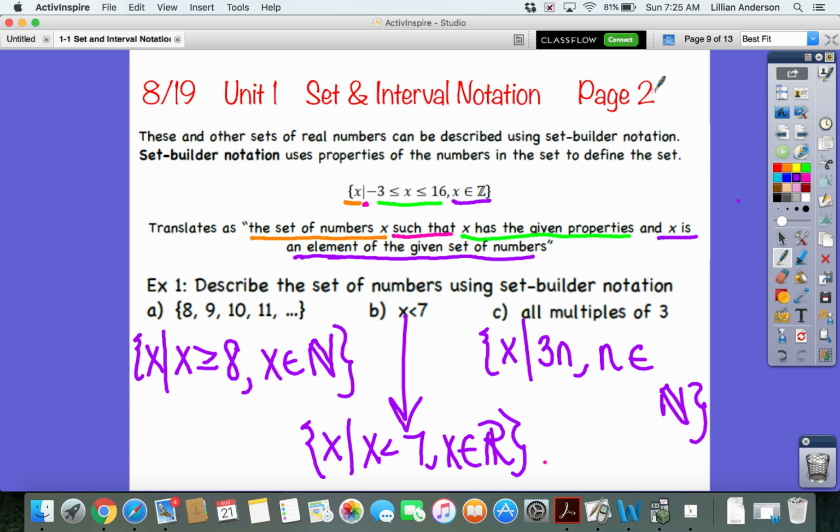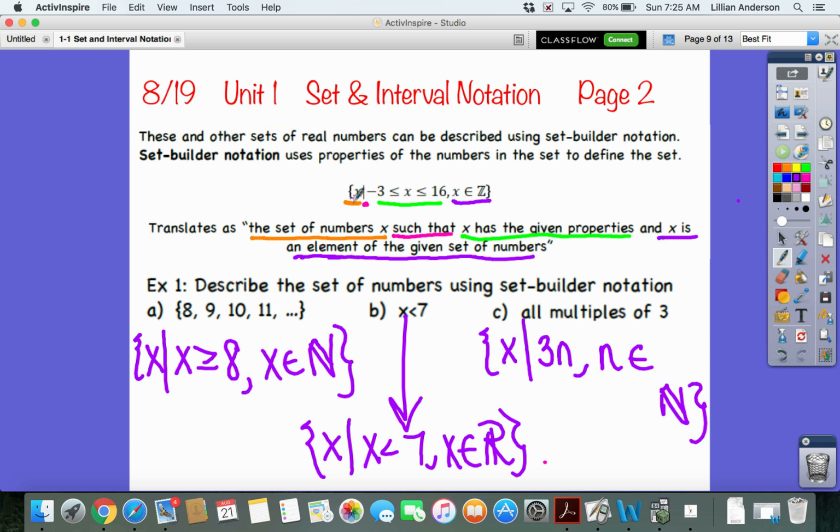Now, all the numbers that we've talked about and all these sets of real numbers can be described using set builder notation. And set builder notation uses properties of the numbers in the set to define the set. We usually use set and interval notation whenever we're talking about domain and range. And so we're going to learn how to actually use it before we get to domain and range. So here's an example of what set notation looks like.